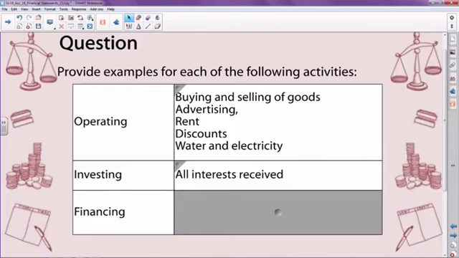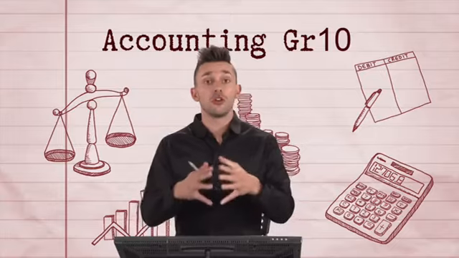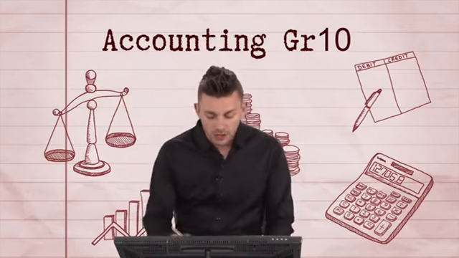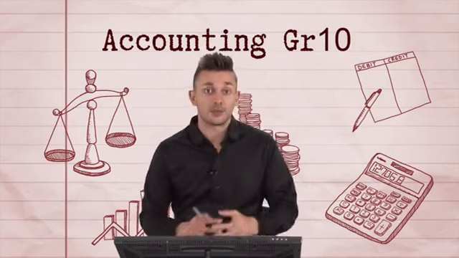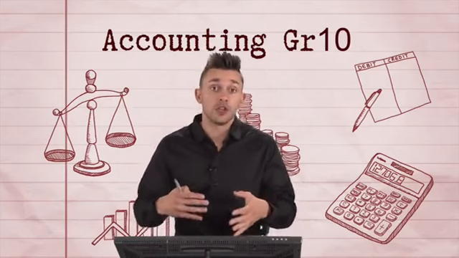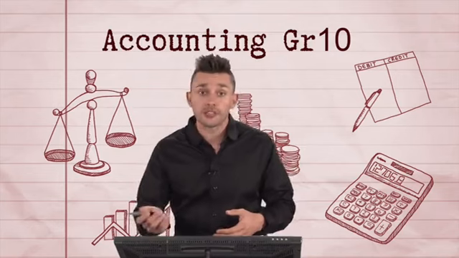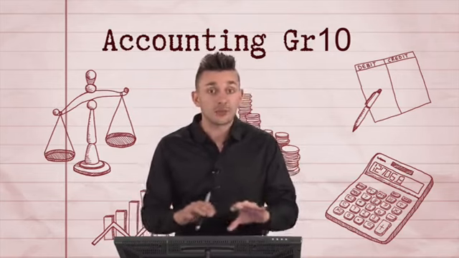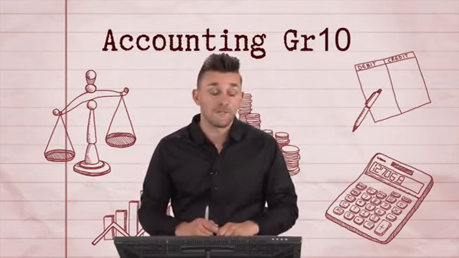So your investing, that will be a little bit at the bottom, all interest received. So you can have your interest on overdue accounts that you charge on your debtors. You can have your interest on your current account. You can have interest on a fixed deposit. So all those interests will form together the investing part of your income statement. And then lastly, your financing. You can have interest on overdraft, interest on a loan, interest on mortgage loan. All of those items, again, listed under your financing.